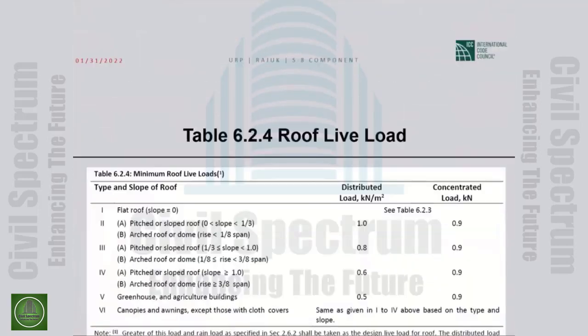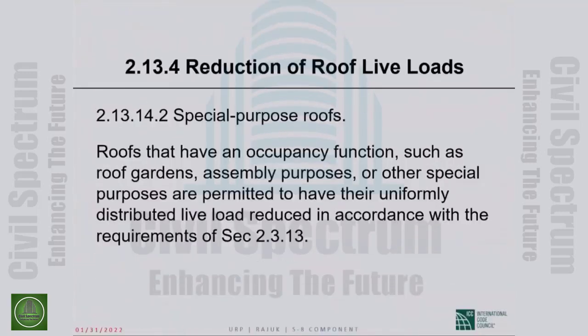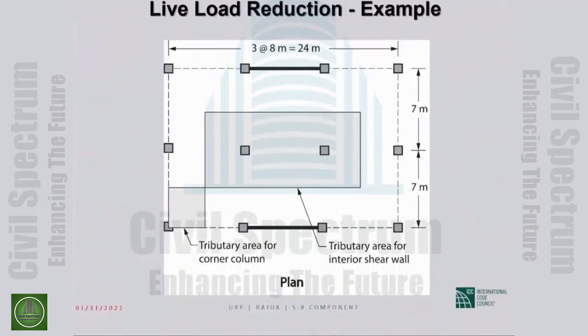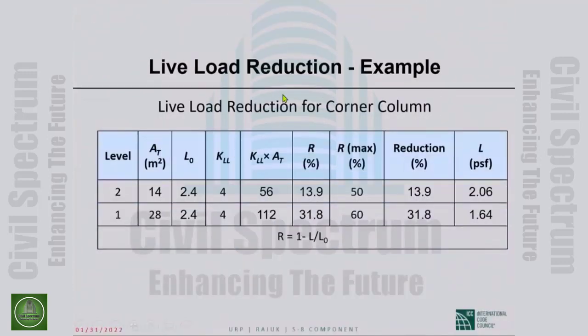So the influence area will be 4 times the tributary area. 4 times 14 is 56, 4 times 28, 112. So from the live load reduction formula, the reduction comes out to 13.9% based on that area, and 31.8% based on that area. Maximum reduction we can take is 50. We did not hit that.